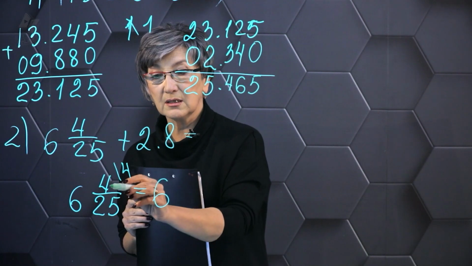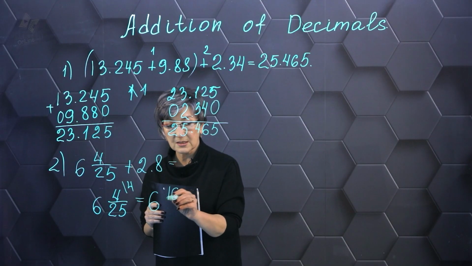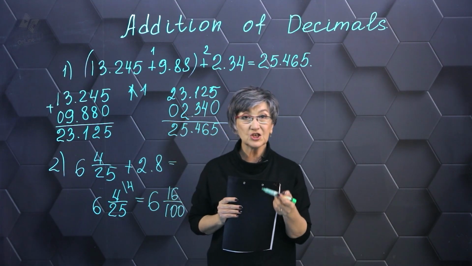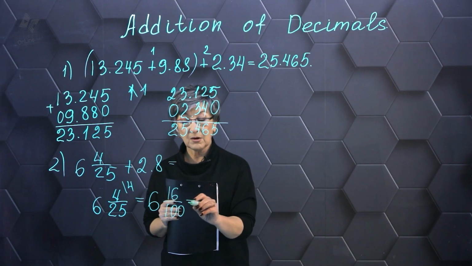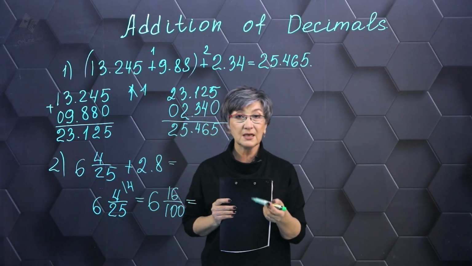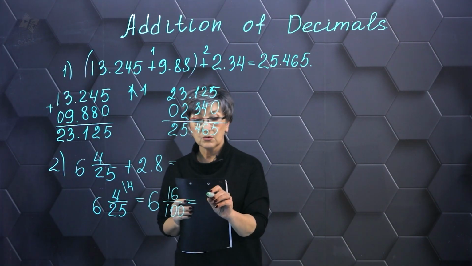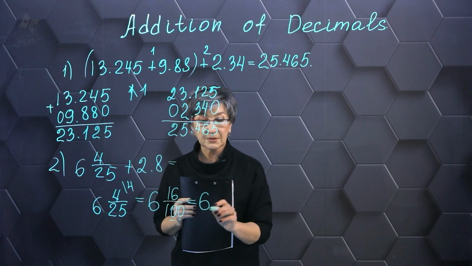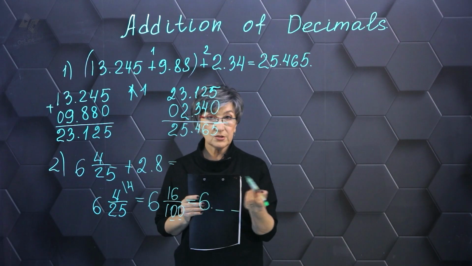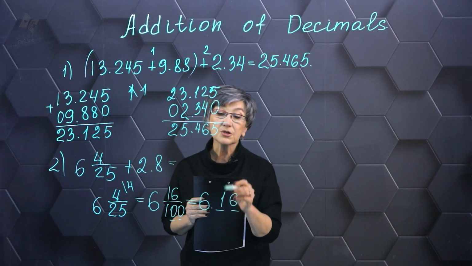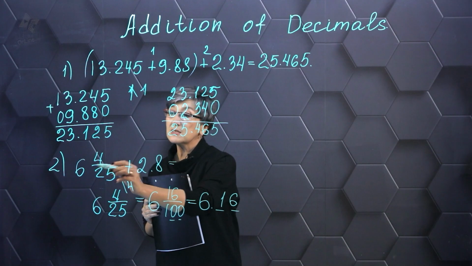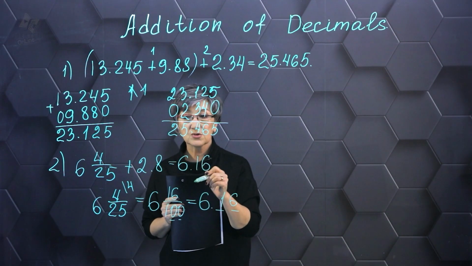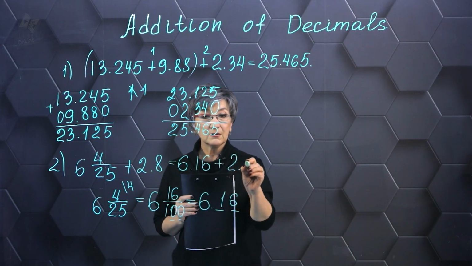So 4 times 4, that's 16. 25 I multiply by 4, that's 100. The result is 6 whole 16/100. I can write this mixed number as a decimal. That is, I write 6 integers. After the dot, I have to have 2 positions because there are 2 zeros. And in the numerator, I have 16. 6.16. So I write 6 whole 4/25 as 6.16 hundredths. Plus 2.8.